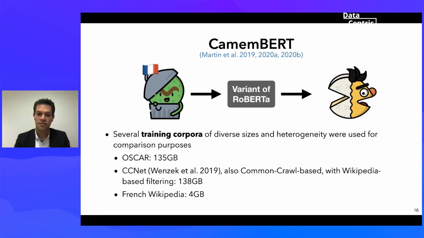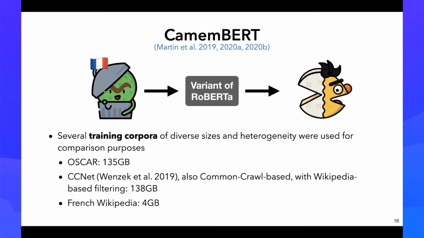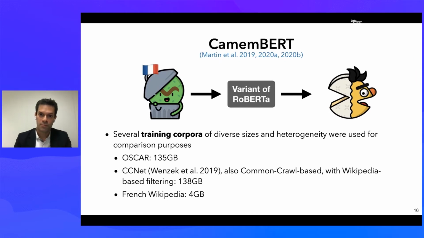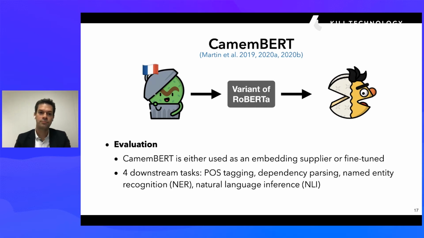We used CCNet, which is, as I already said, also Common Crawl based, but with a Wikipedia-based filtering, approximately the same size, but a little bit more homogeneous because it is meant to be not too dissimilar to Wikipedia in terms of type of text, etc. And we also played with the French Wikipedia, which is only 4 gigabytes of text.